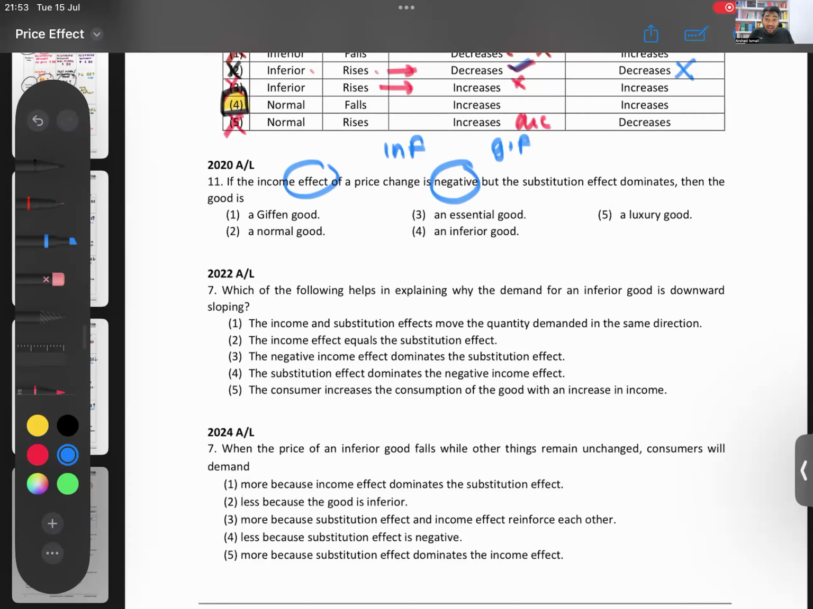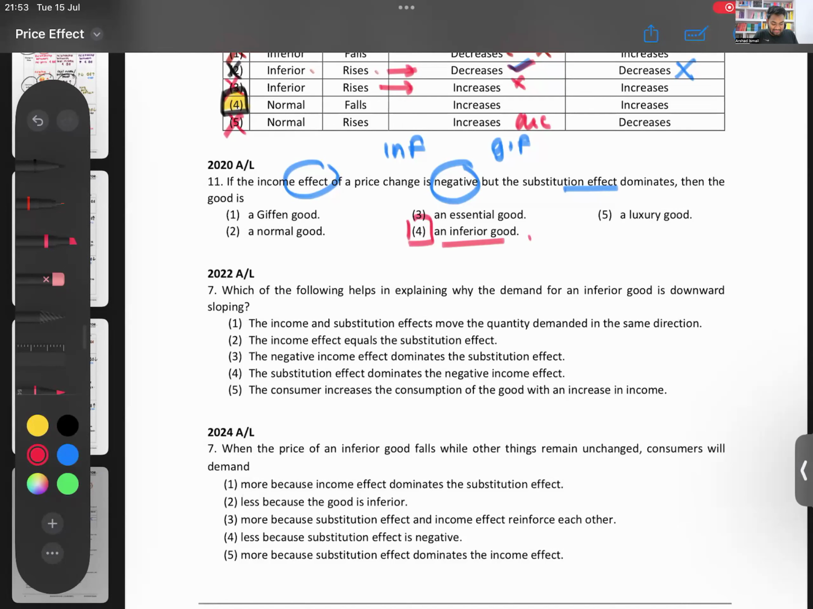So then which one out of this? They are saying substitution effect dominates. In which one is the substitution effect more powerful? Substitution is more powerful in an inferior good. So then you narrow it down and you get your answer.